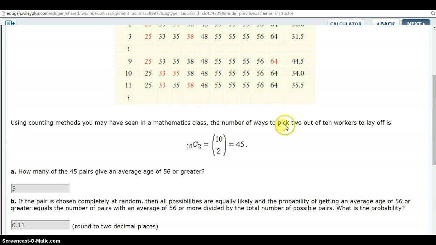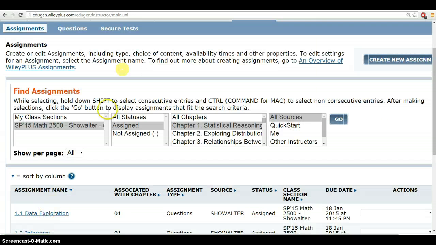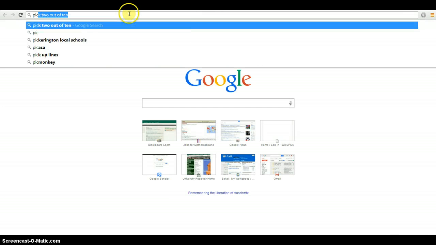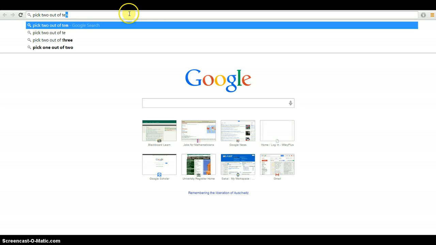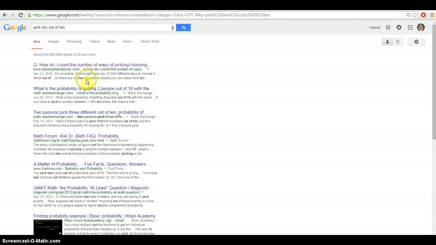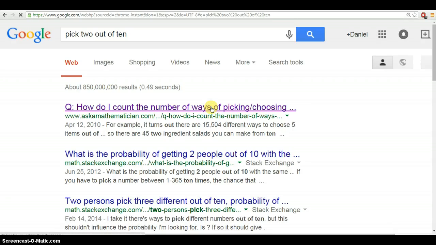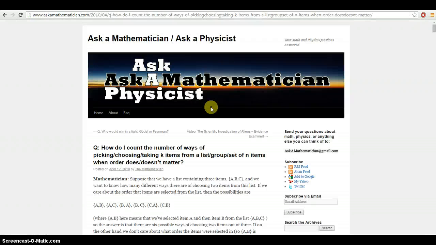This "number of ways to pick 2 out of 10" seems to be the key thing right here, because we may not know how to actually enter this if we don't know it's called a combination. So let's go with this, pick 2 out of 10, and see what we end up with. So again, I'm just Googling here, pick 2 out of 10. And I'm just going to take this first one. Let me make this a little bigger here. How do I count the number of ways of picking, choosing?